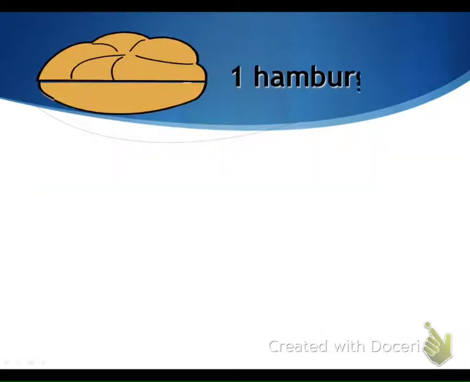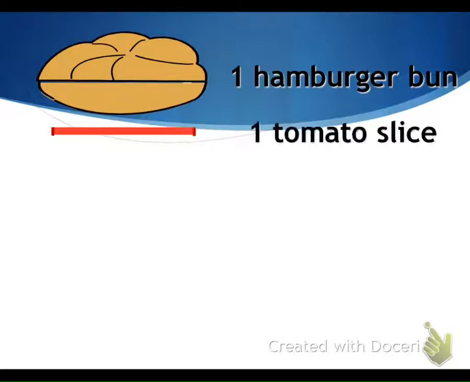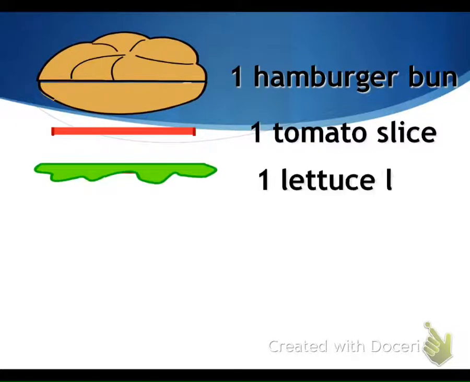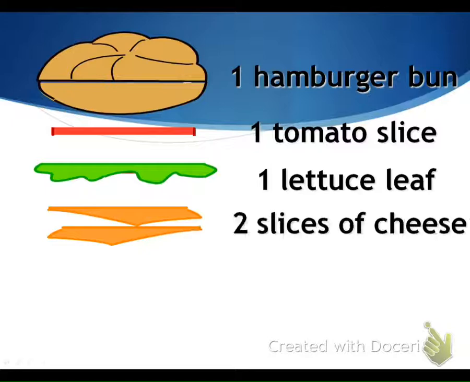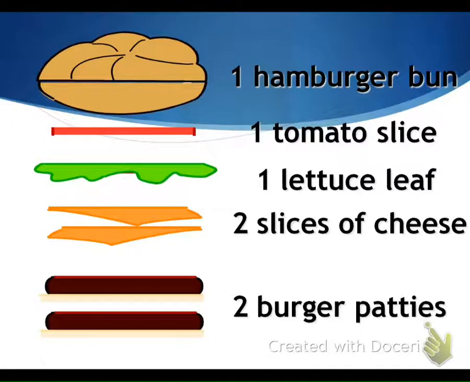Okay, so these are the things we need to make a double cheeseburger. We need 1 hamburger bun, a tomato slice, lettuce, 2 pieces of cheese, and 2 hamburger patties. Okay? These are the things that you need to make a successful hamburger, or a double cheeseburger. These are the ingredients that we have to have. If we don't have one of these ingredients, we can't make what we want to make, okay?